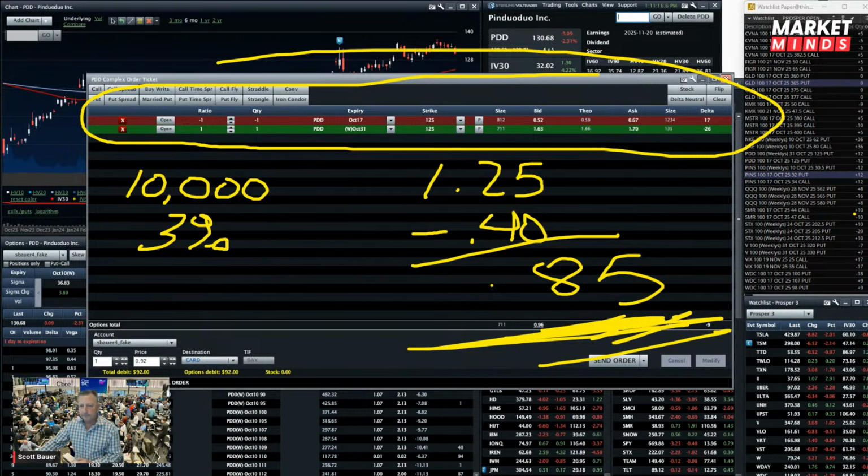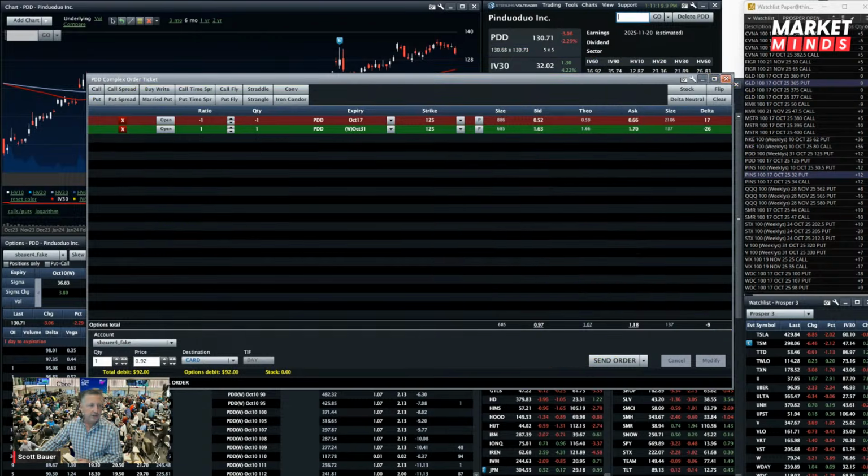Okay, now let's change this up to the trade that we originally did here. We'll stick with PDD. Okay, this was our original trade. Okay, you'll notice this is a diagonal, not a calendar. Okay, same component, same concept as a calendar where we're buying time, but the strikes are different here. Okay, we paid $1.25 for this.